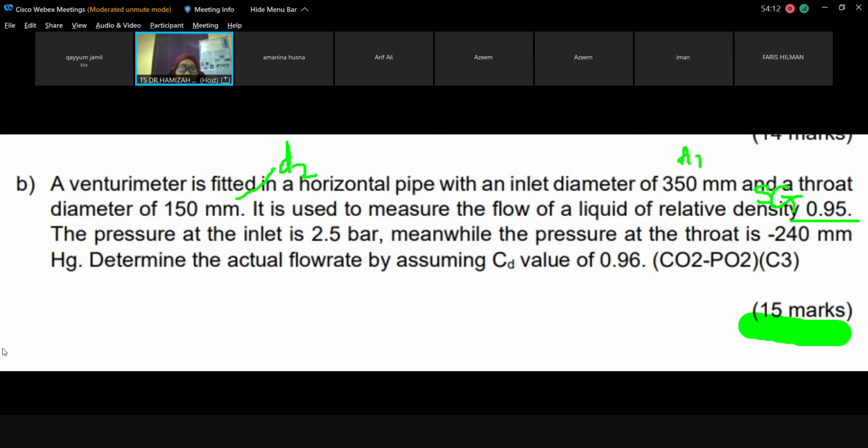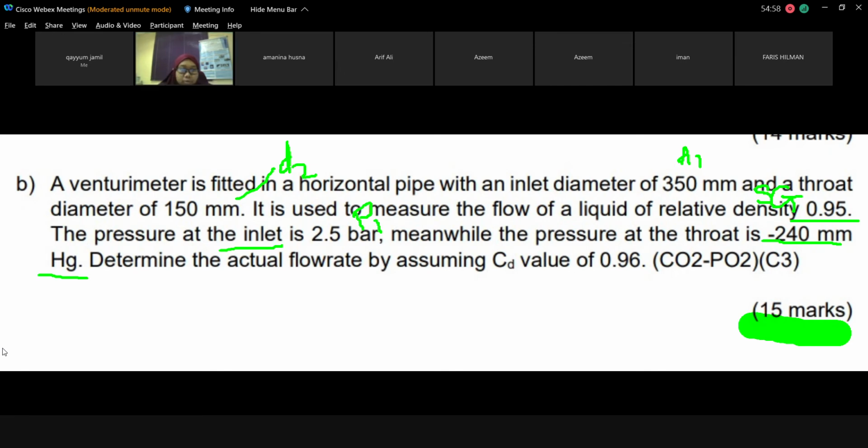Okay, and then given that the pressure at the inlet, meaning the pressure of the pipe, not the pressure of the throat, this is P1. It is given in bar. You need to convert to kilopascal. You can refer to your notes from properties. Meanwhile, the pressure at the throat is given in millimeter of mercury. Just now it was given in bar. So you need to convert all to kilopascal, or pascal.